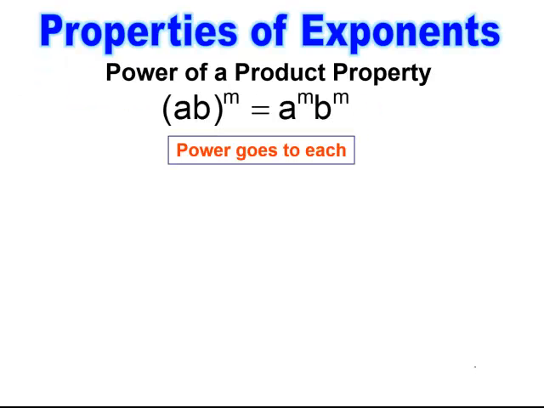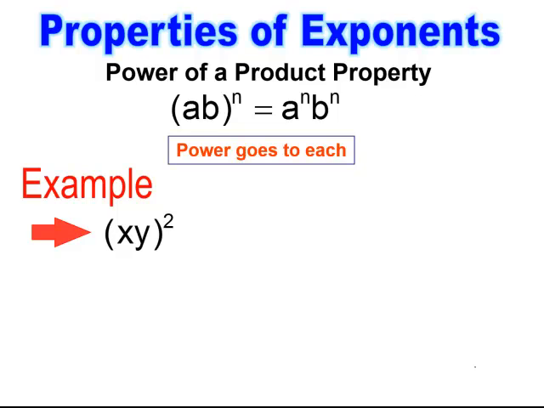So now the next property is the power of a product property. When we have a quantity raised to a power, you're going to take that power on the outside and you're going to give it to everything inside. So in this case, I have a quantity xy, and it's raised to the 2nd power. To simplify, I need to take that power on the outside and give it to everything inside.